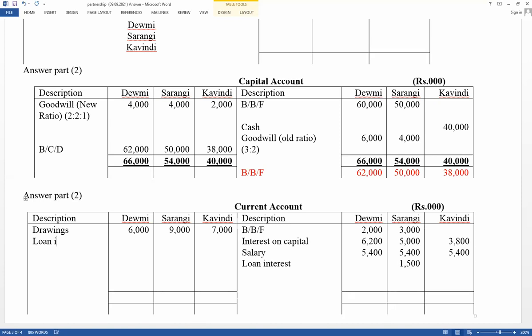Loan interest paid for Sarangi 1,000. Interest payable for Sarangi 1,500, but paid in cash 1,000. The difference 500 cannot be recorded under current liability.